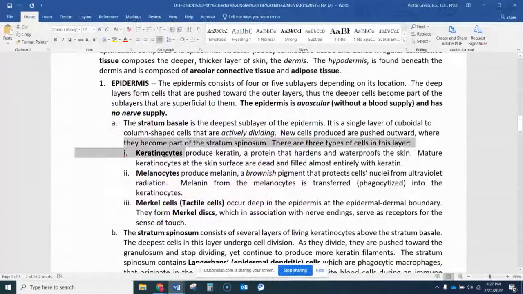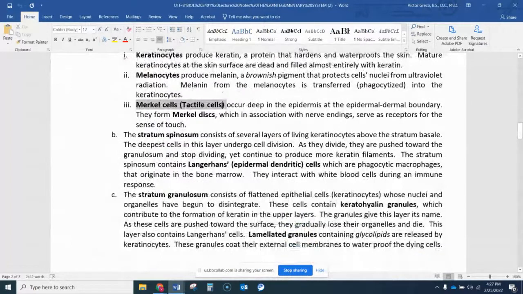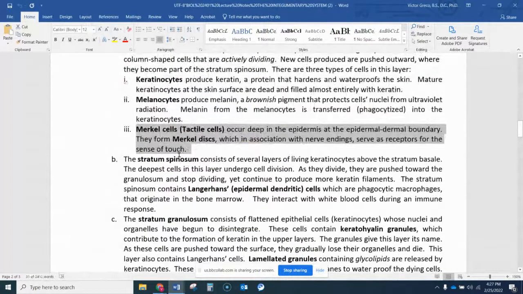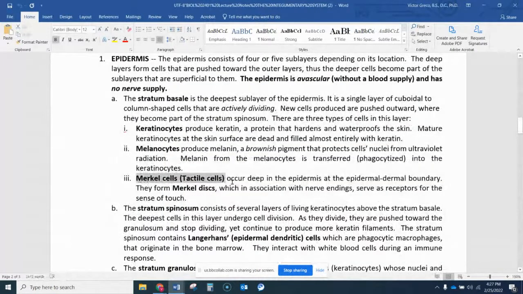All right, so these are the different types of cells that you should know that make up the epidermis. By the way, these cells in the epidermis are part of your nervous system. So even though there's no blood supply in the epidermis, it is innervated because you have receptors for light touch in your epidermis.